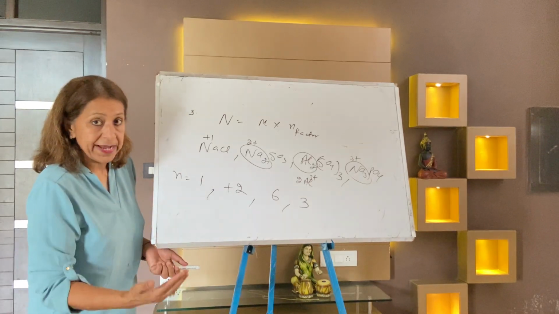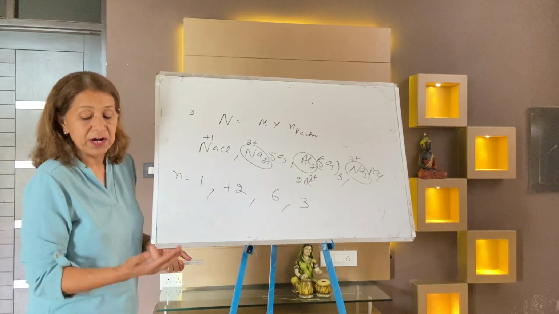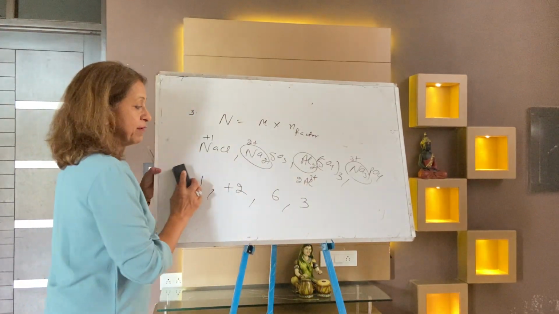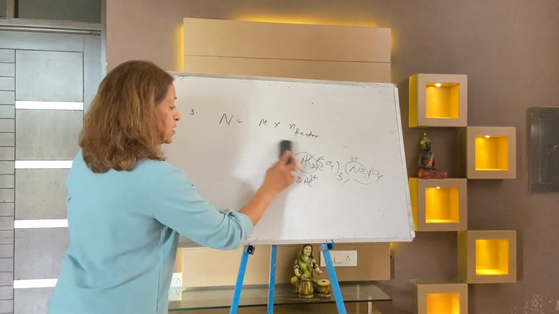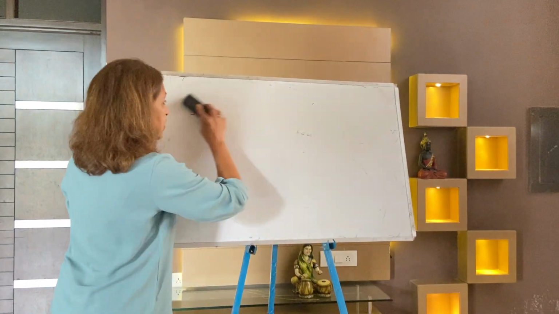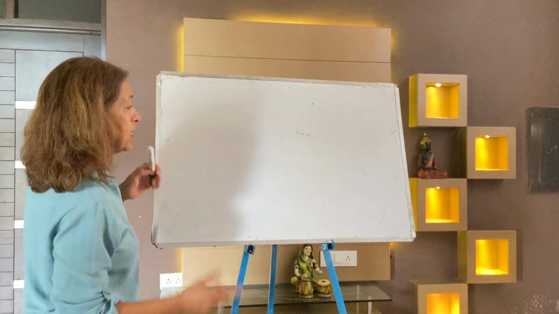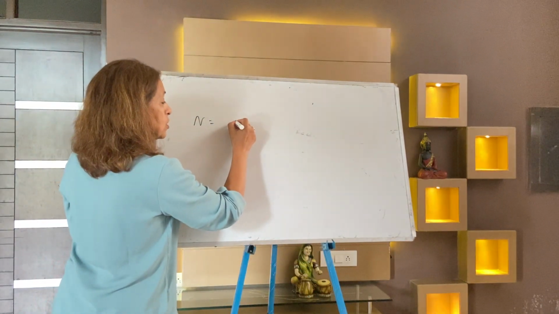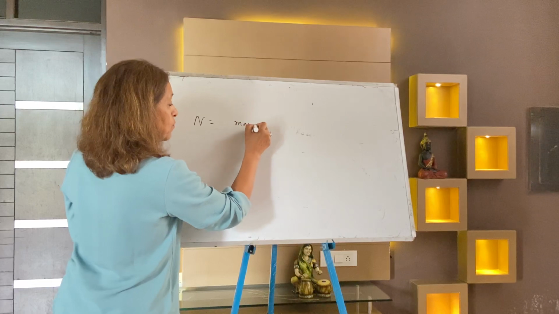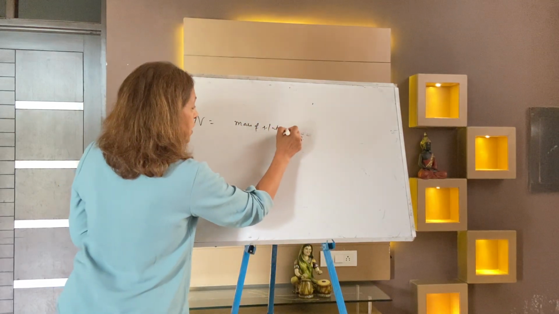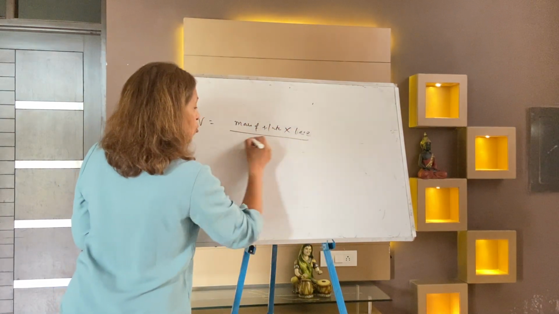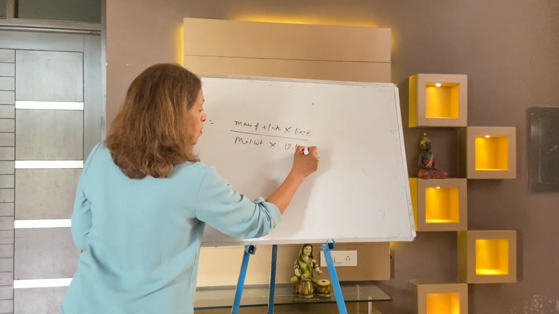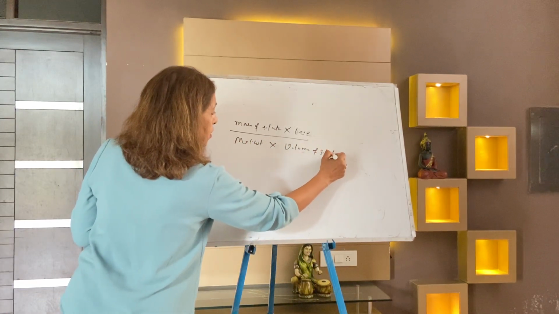Otherwise, the next formula, which is the standard way, I'm also writing. The 3 formulas are given to you, n factor as well. Otherwise, the formula is: normality is equal to mass of solute into 1000 by molecular weight into volume of solution in milliliter.